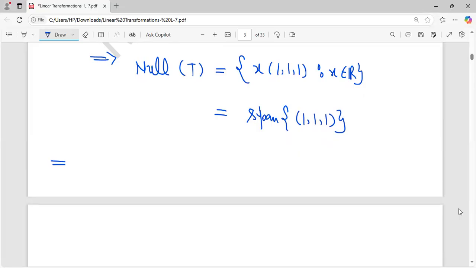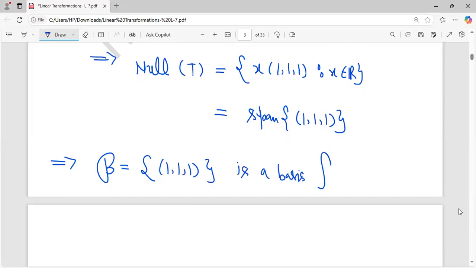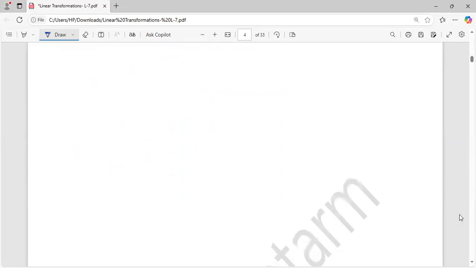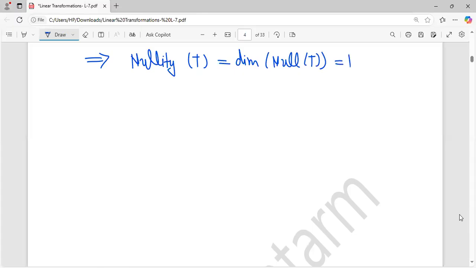So this implies {(1, 1, 1)} is a basis for null T. So this implies the dimension of null T is equal to 1. So this implies nullity of T is equal to the dimension of null T, which is equal to 1.